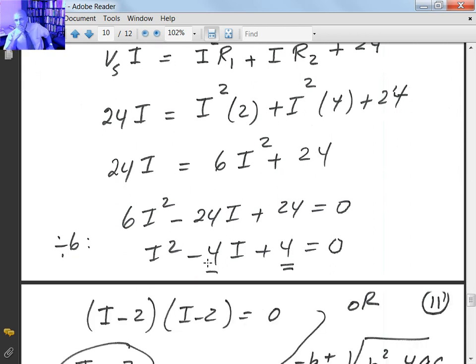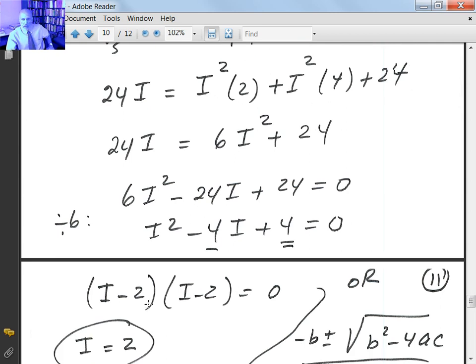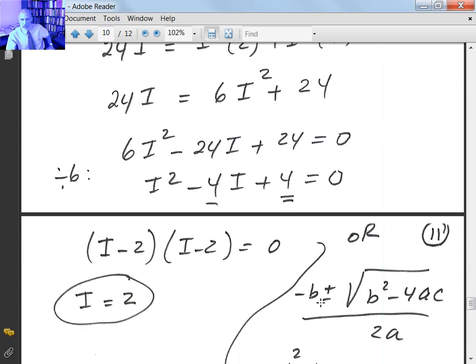You can either factor it out. You need two numbers that, if you add them, you get -4, and if you multiply them, you get +4. So they got to be -2 and -2. -2 minus 2 gives you -4. -2 times -2 gives you +4. If you don't see it to factor it out, you can always use the quadratic formula.